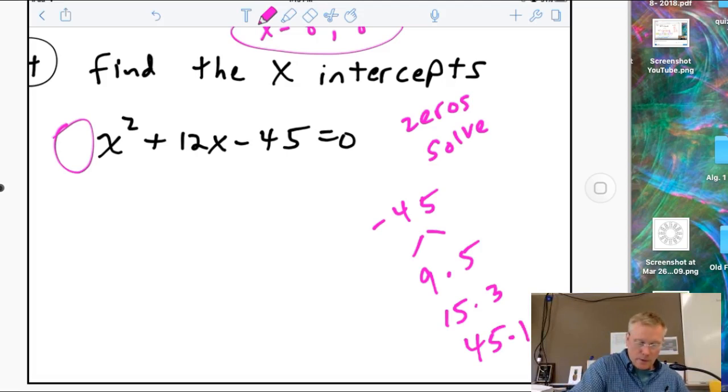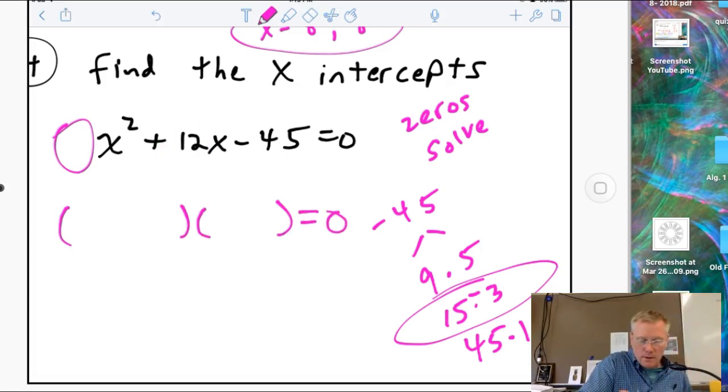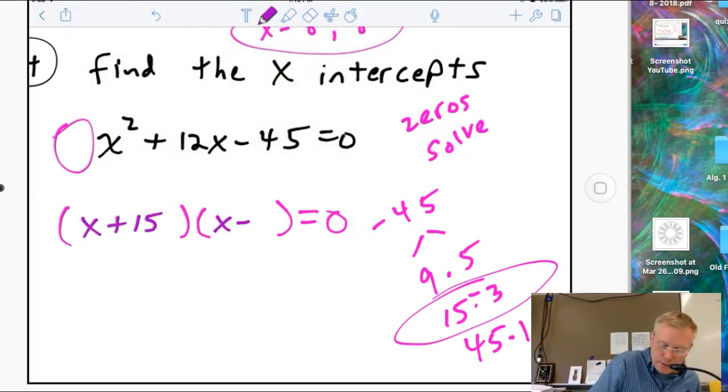Anyway, if I take this pair right here and I subtract them, I get 12. So if I make that 3 negative, I get positive 12, which is what I'm looking for since that's the middle number. So I can go straight to my parentheses now because there was nothing in front of the x squared. In the parentheses, I'm going to go x plus 15 and x minus 3.